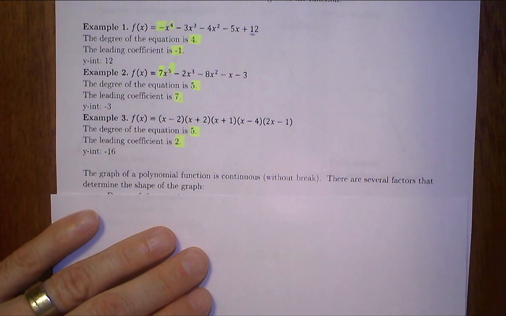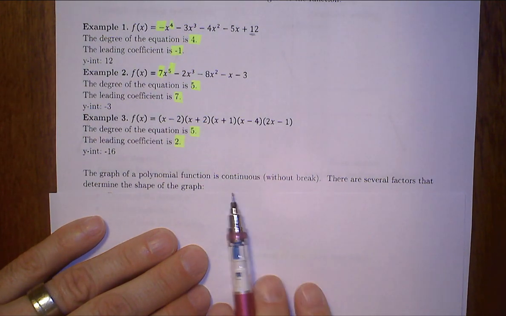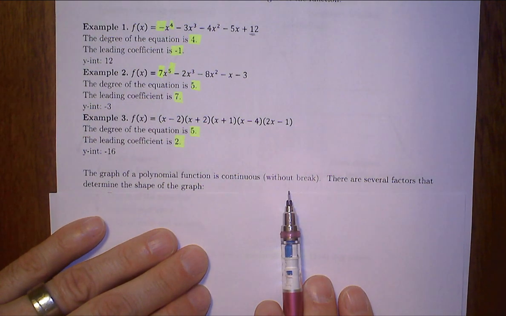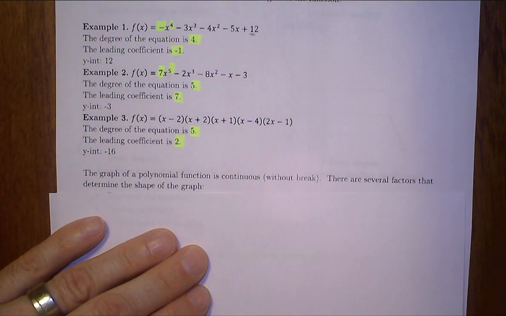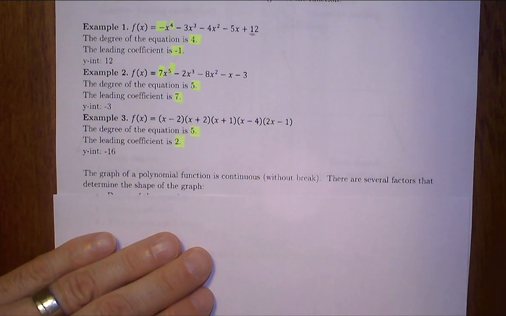So, some things about a polynomial function. I'm hoping that you have some notion of what a polynomial function is. It's a weird curvy graph, essentially, in many instances. But a polynomial function is continuous, and that means without break. Generally, you can graph it without picking up your pencil. There are several factors that determine the shape of the graph.